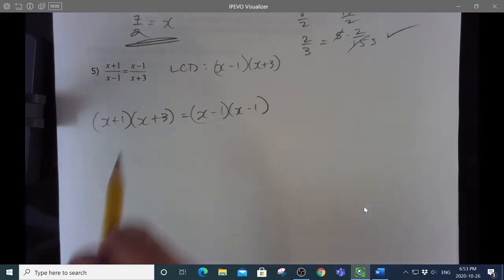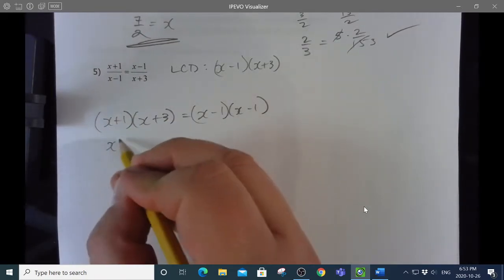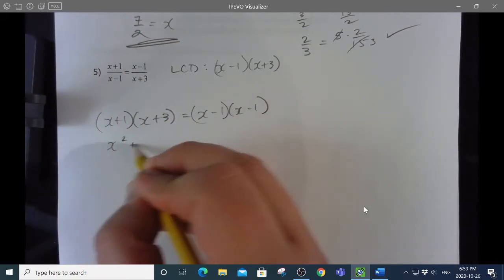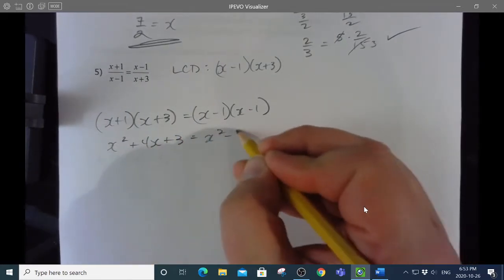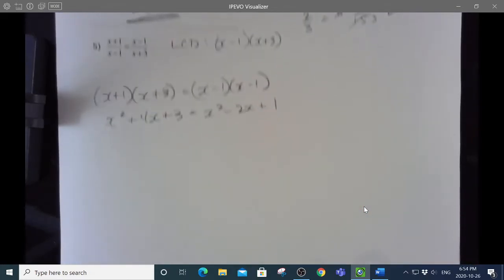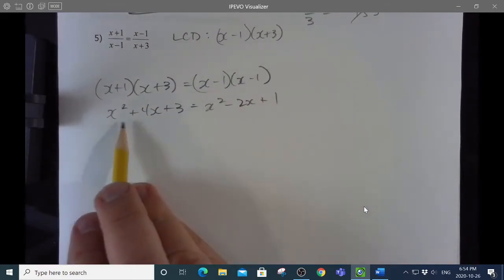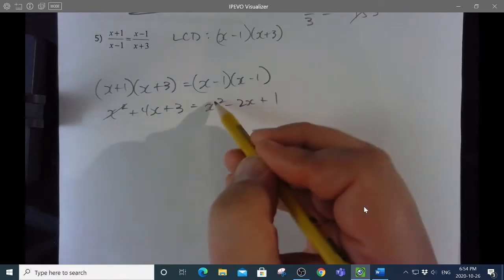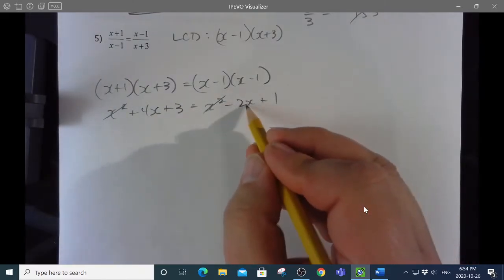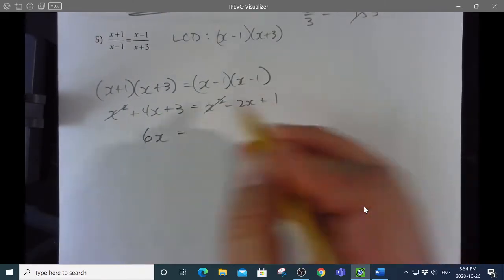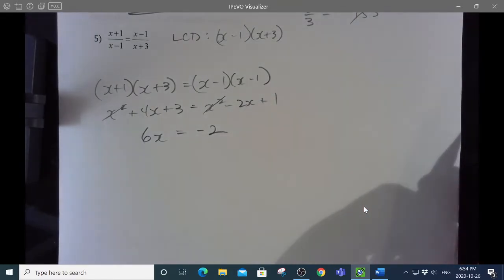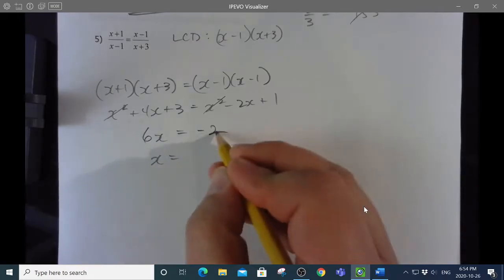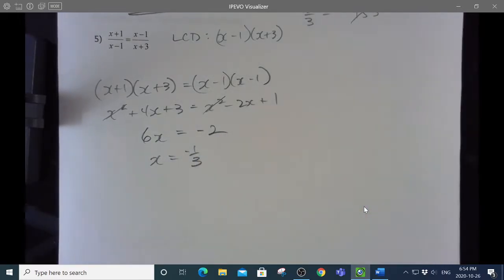And that is going to be, I'm going to get a quadratic out of this one, x squared plus 4x plus 3. And on this one, I'm going to get x squared minus 2x plus 1. All right, I'm going to minus x squared from both sides, which really effectively cancels them. Then I'm going to add 2x to both sides, and I'm going to minus 3 from both sides. So I'm getting 6x is negative 2, so x is negative 2 over 6, which is negative 1/3.